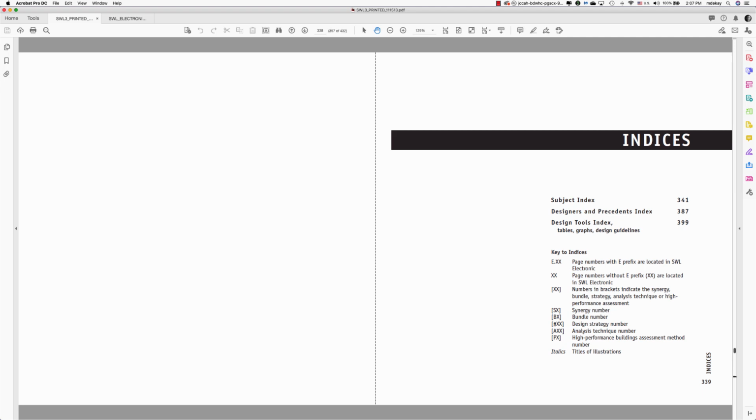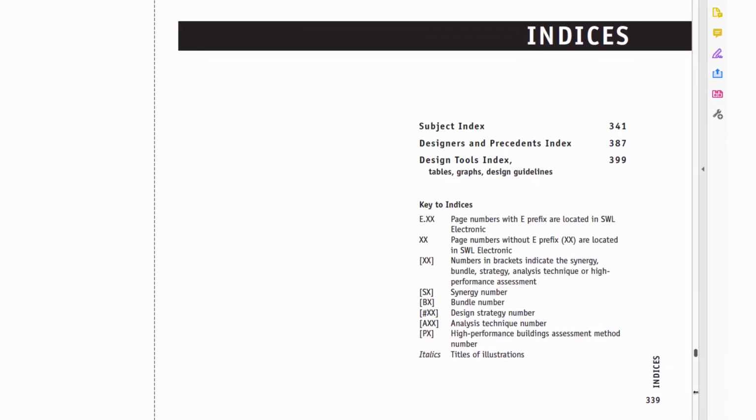Let's take a look at the indices. We try to make it so that you can find what you want from a lot of different ways, and instead of having one massive index, we broke the index up into 3 different parts. So there's a subject index. If I just want to know, for instance, something about daylighting, I can look up daylighting in the subject index.